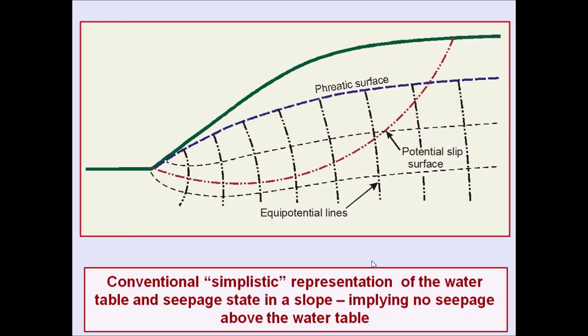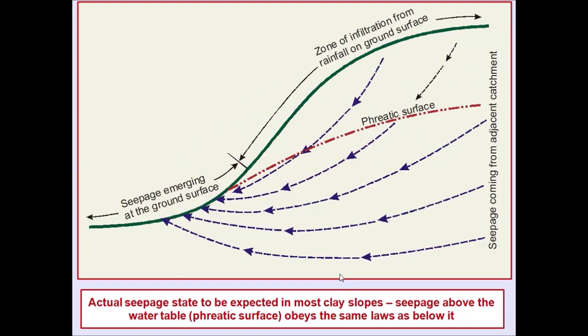Natural seepage and hill slopes. This is the conventional, if you like, simplistic representation of the water table and the seepage state in a slope, implying no seepage above the water table. A much more realistic portrayal is the one that I've shown here. The former one implies that there's no rainfall on the slope itself, and there's a recharge zone some distance away where you are getting rainfall. But if you've got rainfall over all of the surface, then there's going to be water coming in from the hillside itself, from the slope itself, as well as from the catchment beyond it.